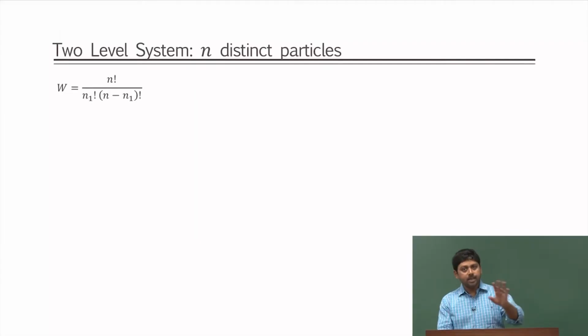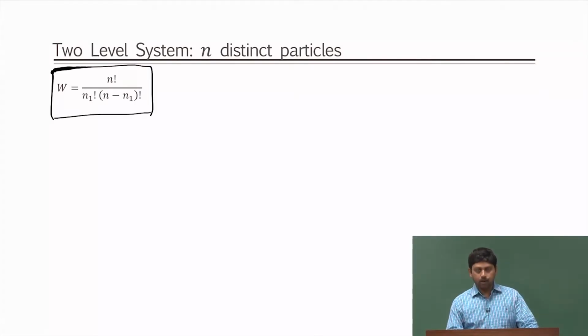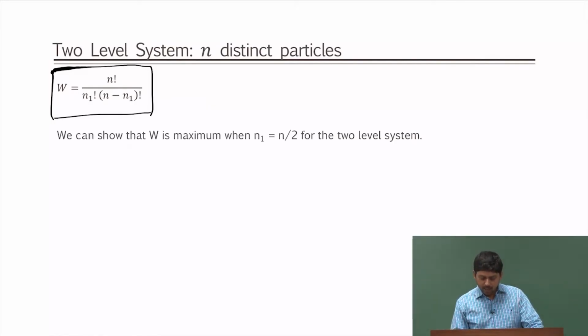When the number becomes very large, here we have not used much larger values like 10,000 or something, if it goes very high, then the distribution will be much sharper. Now, we can show that mathematically. We really do not have to rely on this graph to show you that the most probable distribution survives. Here W denotes the number of microstates for a particular distribution, meaning n1 in one box and n minus n1 in another box, and we can show that W is maximum when n1 is half.